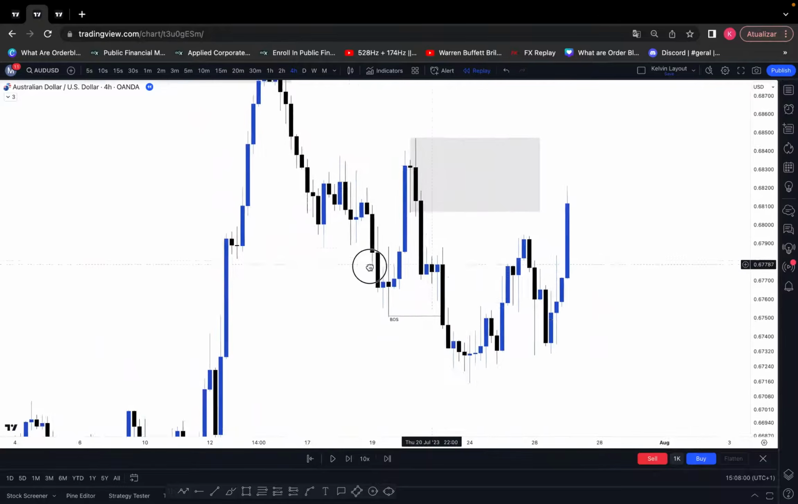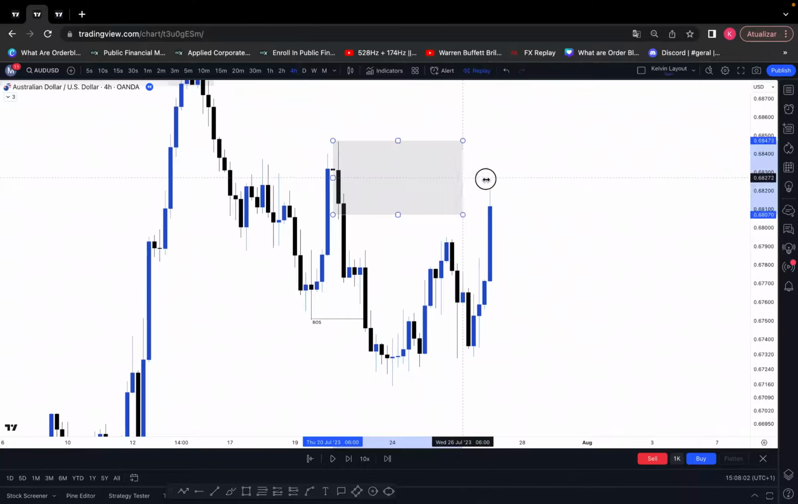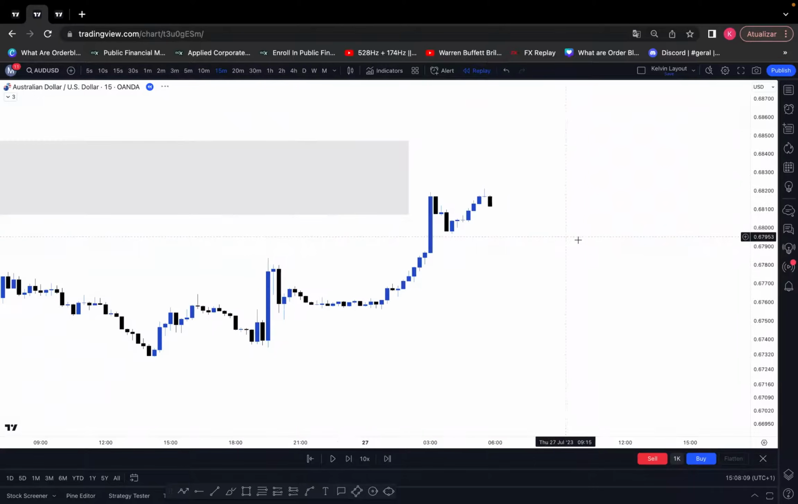So price comes to our 4 hour supply zone. So what do we want to see? We want to see M15 change of character. So once price comes to 4 hour, we drop down to M15.